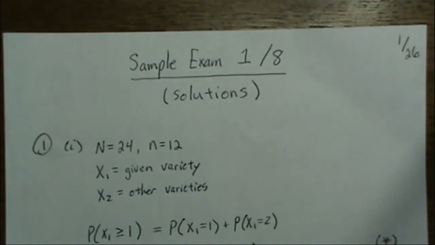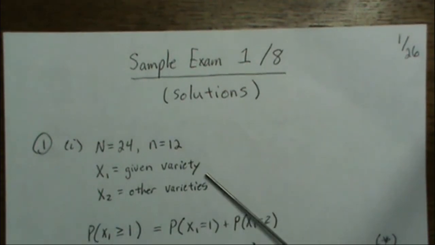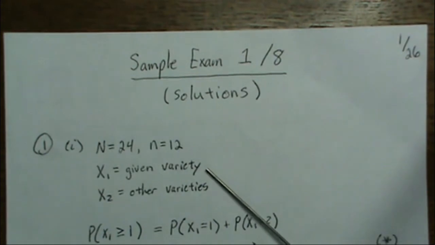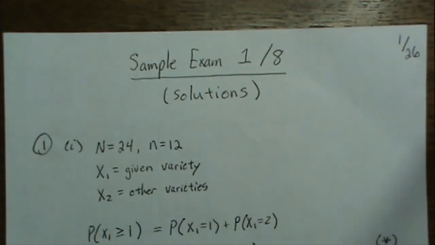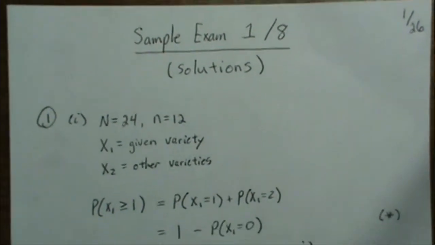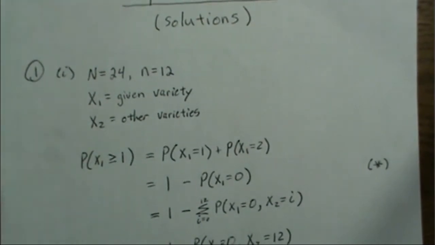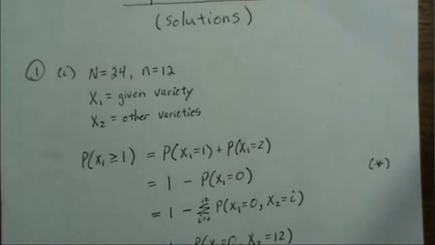Here, N is 24, n is 12. So let's let X1 be a given variety. It can take on the values 0, 1, or 2, and X2 be all other varieties. We're asked to find the probability that X1 is greater than or equal to 1, which means X1 is 1 or X1 is 2. Well, we can take 1 minus the probability that X1 is 0, because that's the rest of the sample space and it makes it easier.